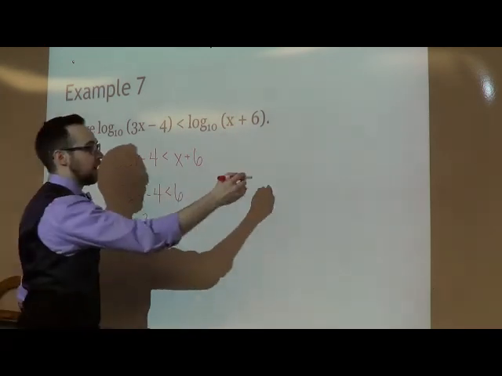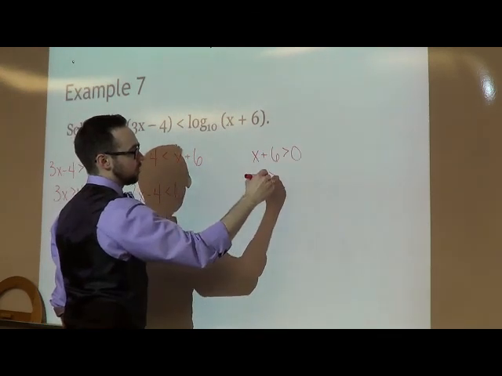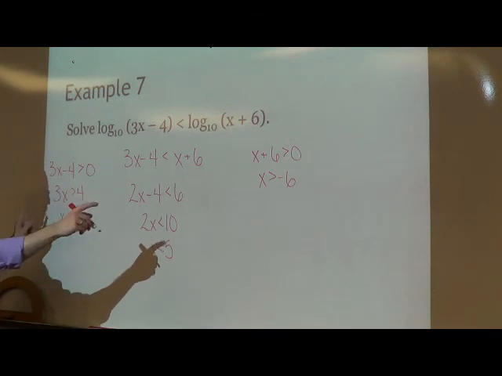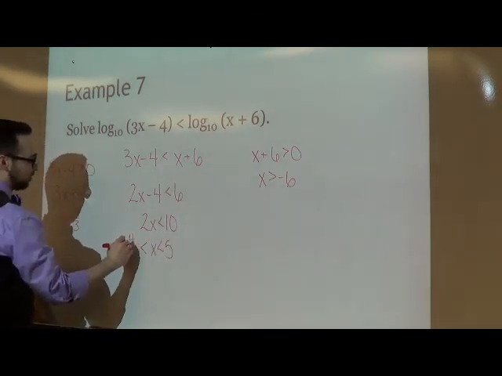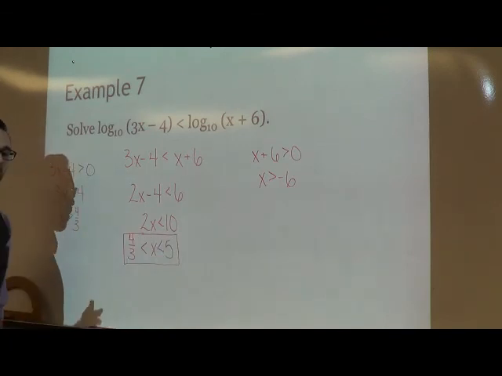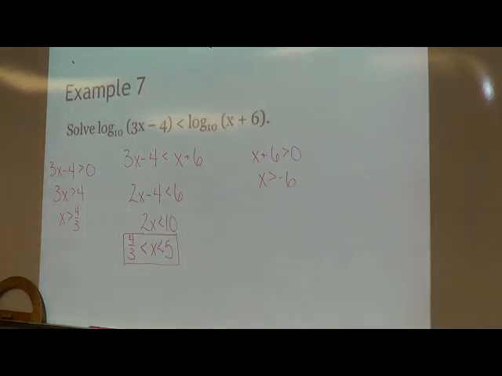But then also on the other side, we're saying x plus 6 has to be greater than 0. So x has to be greater than negative 6. Well, this is higher than negative 6, and both things have to be satisfied. So x is not only less than 5, it has to be greater than 4/3. So you have to take both of those things into account and give yourself two bounds. One at the top and one at the bottom.